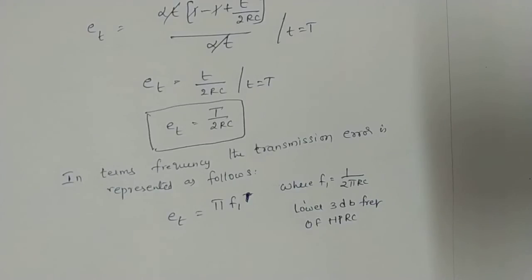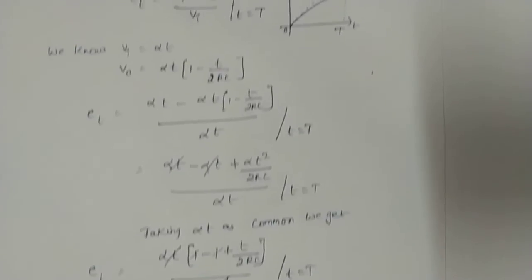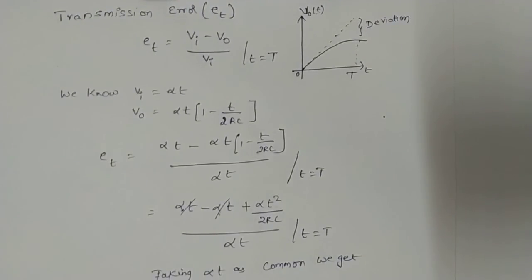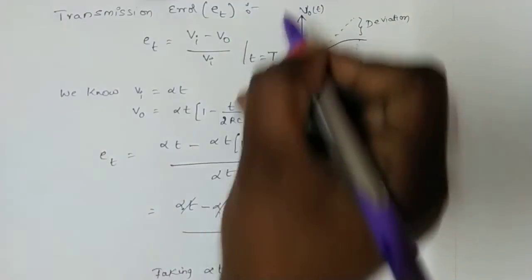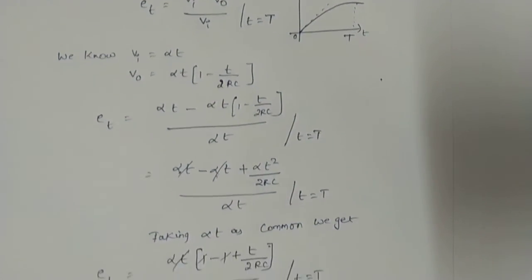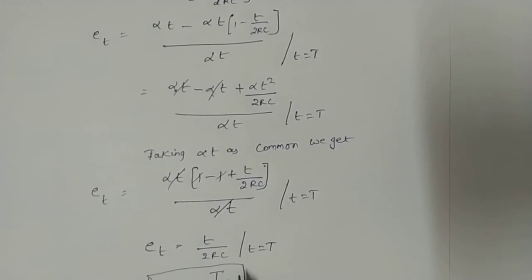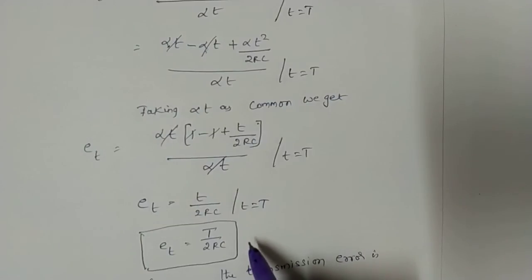Do you all understand what we have discussed? We have discussed the transmission error of the ramp signal obtained at the output. It has a deviation from the original input signal, and we find that deviation by using the transmission error ET. This is the formula, and substituting all the values we get the transmission error equal to T by 2 RC. The transmission error is T by 2 RC.